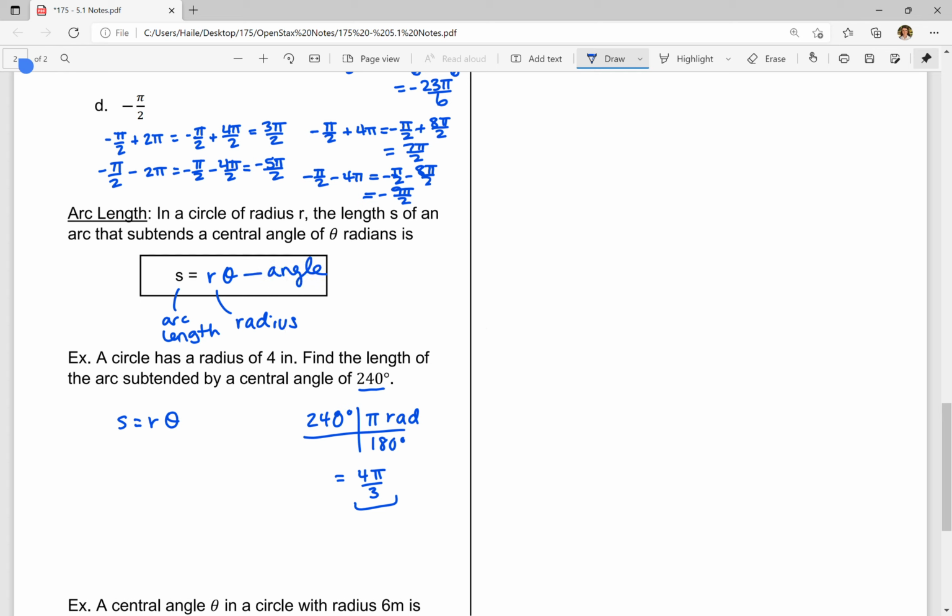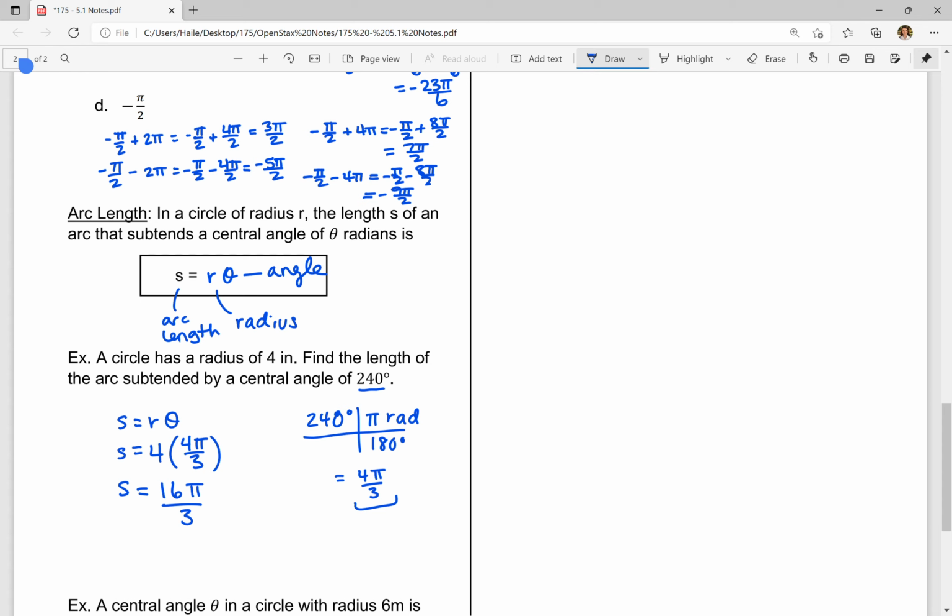Okay, so when we want to plug in our information into S equals R theta, we know that the radius is 4. So we're going to put 4 in place of R, and we're going to use 4 pi over 3 in place of theta. So S we get by multiplying the two numbers. So we get 16 pi divided by 3.